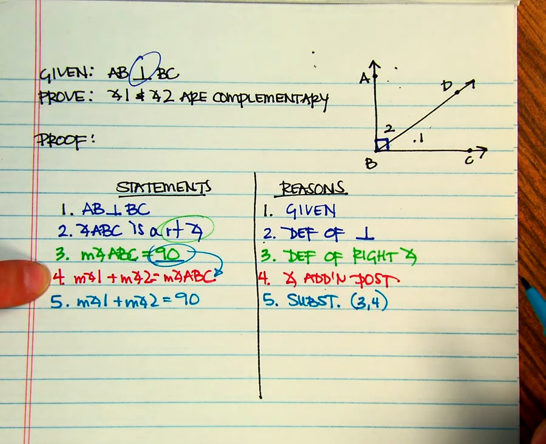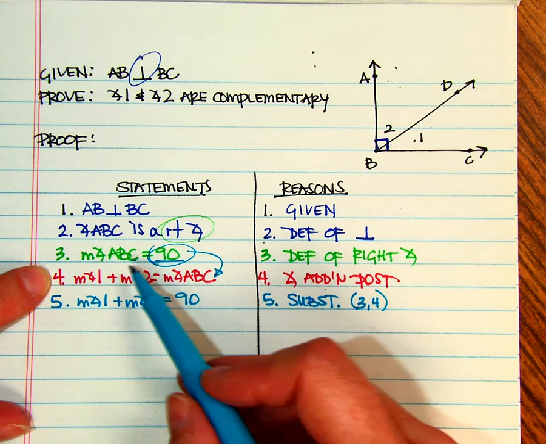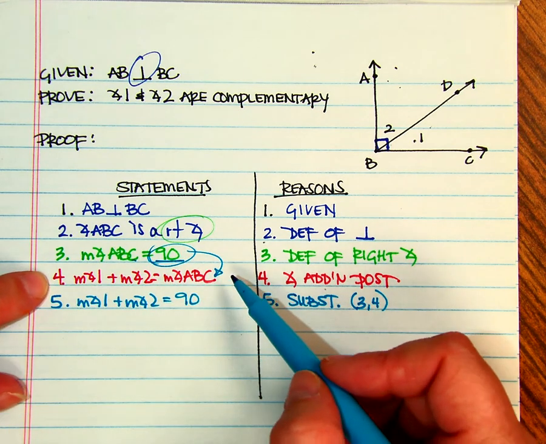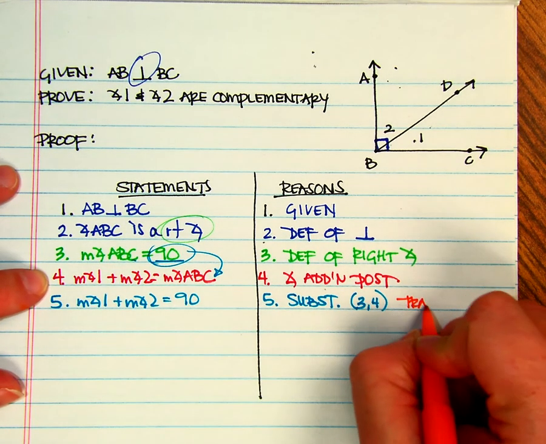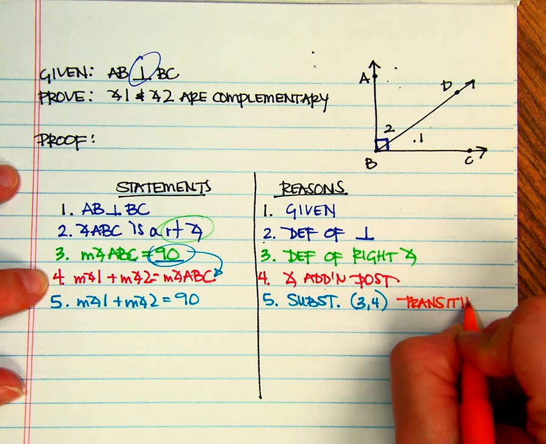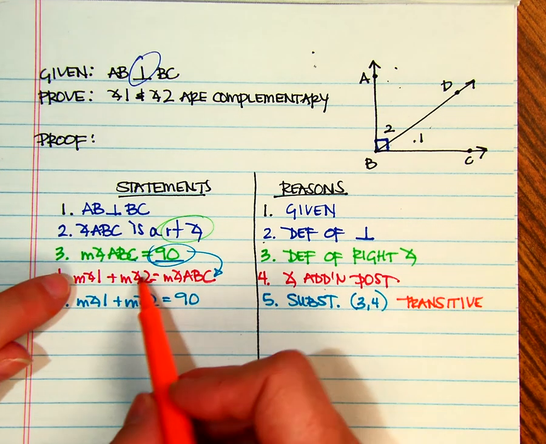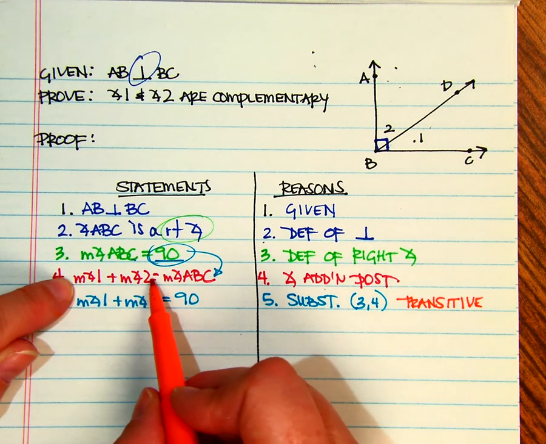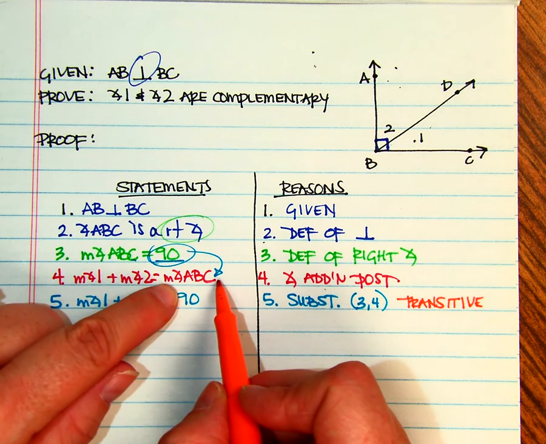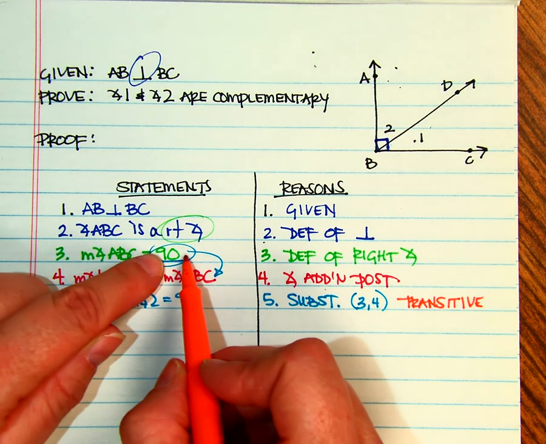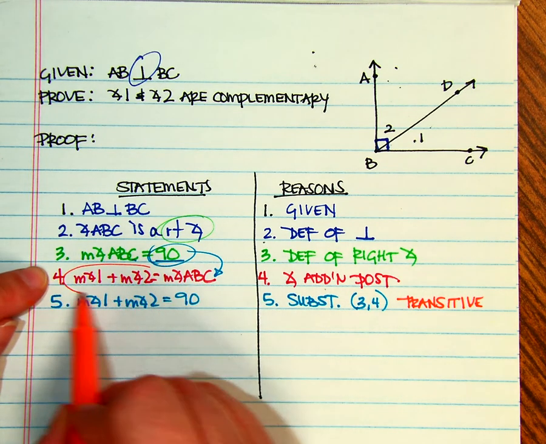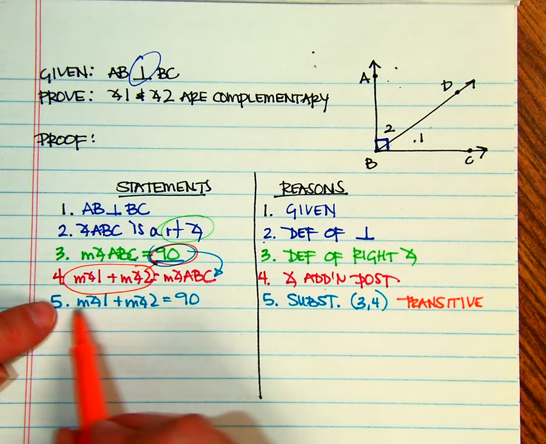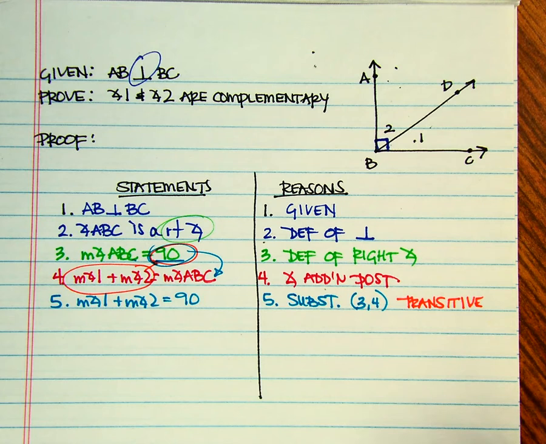I'm kind of looking really close at this. I could actually even see a transitive property in here. So if you had transitive, I would not count that wrong. So let's look at why transitive would work. If the measure of angle 1 plus the measure of angle 2 equals the measure of angle ABC, and the measure of angle ABC equals 90, then the measure of angle 1 plus the measure of angle 2 would have to equal 90. So again, I could look at it both ways.